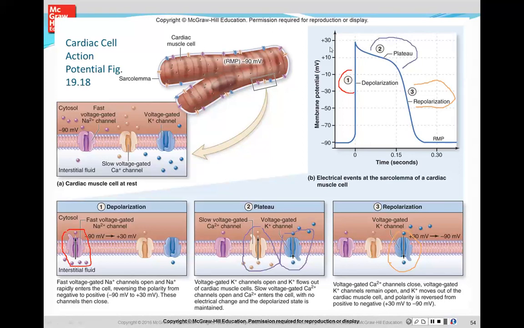So plus 29, plus 28, but we don't drop straight down back to the resting membrane potential, because there are special slow voltage-gated calcium channels that open during this plateau, and calcium influx occurs. And that keeps me kind of leveled off, so I don't drop quickly to the resting membrane potential. Finally, those calcium channels will close, and most of the potassium voltage-gated channels will open, and potassium will exit the cardiac muscle cell, so efflux. And those positive charges that leave rather quickly start to drop me down. Positive charges leaving, negative 10, negative 20, negative 30, and I get back to the resting membrane potential.